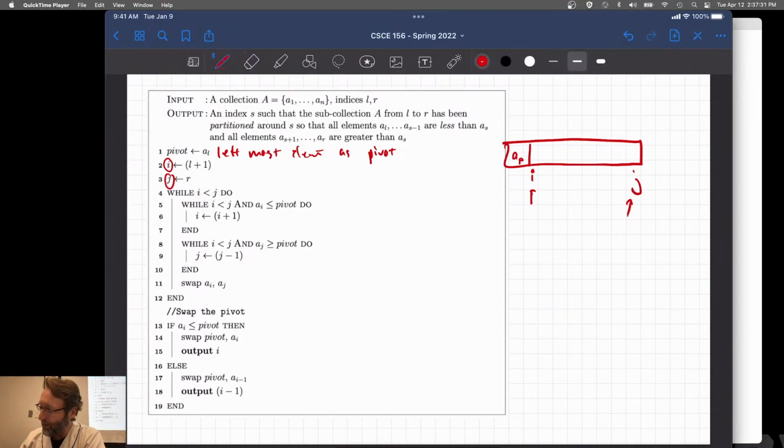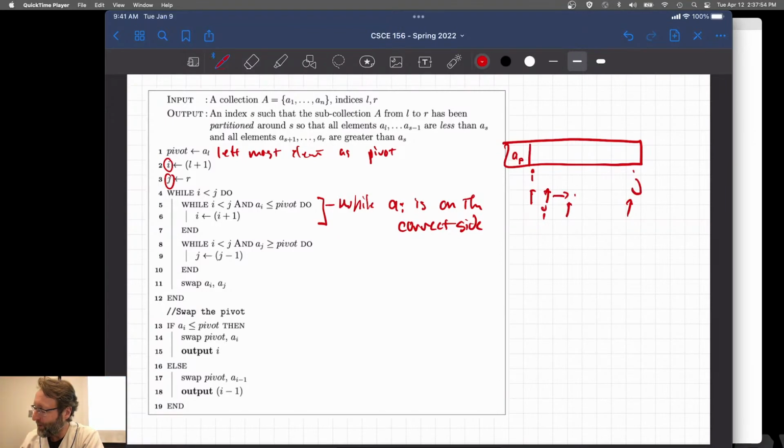Right? This one, an interesting spelling of it. While A sub I is on the correct side, move I over. Right? I will be moved over, moved over, moved over, until you find something that's on the wrong side. Okay?